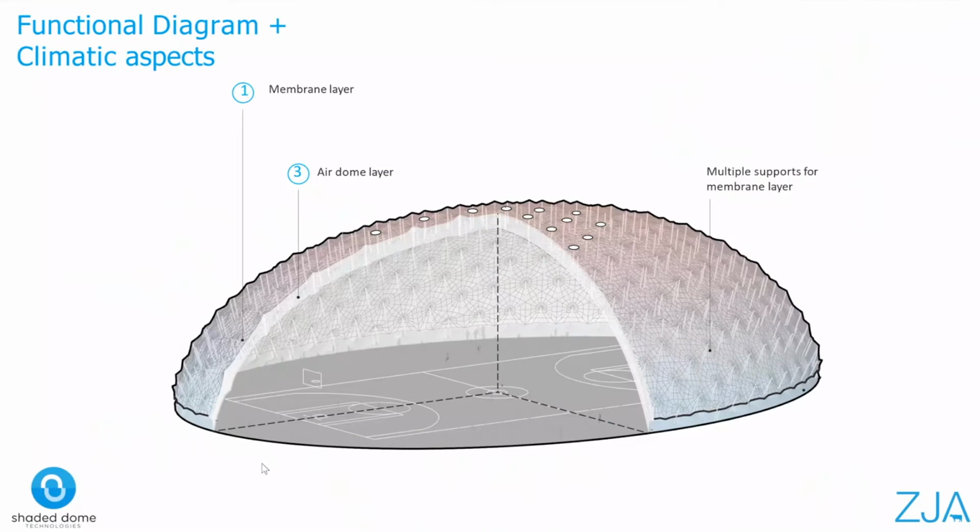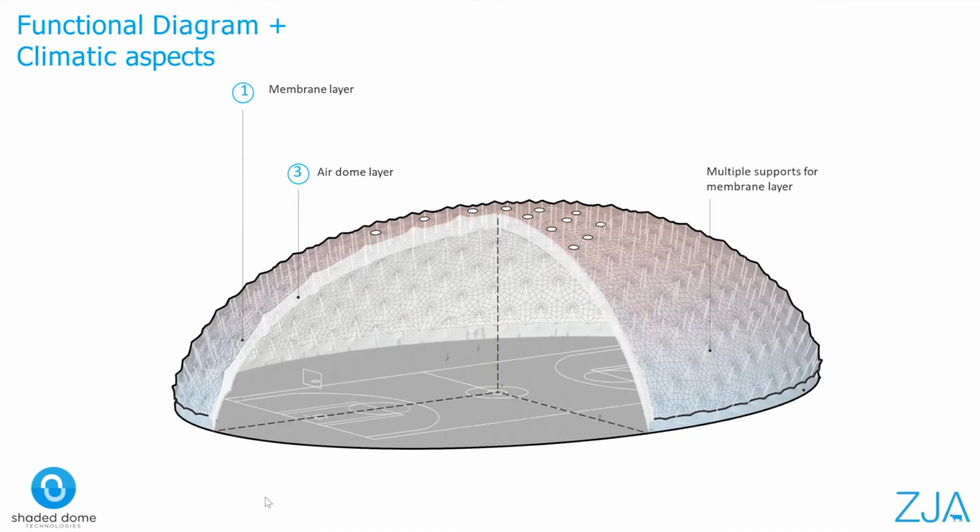Let's talk about the climatic aspect of it. The air cavity between the shade, which you see here, and the dome acts as a buffer zone between the outer climate and the inner microclimate. When the direct solar radiation hits the shade, the heat conducts through the membrane and heats up the air within the cavity.